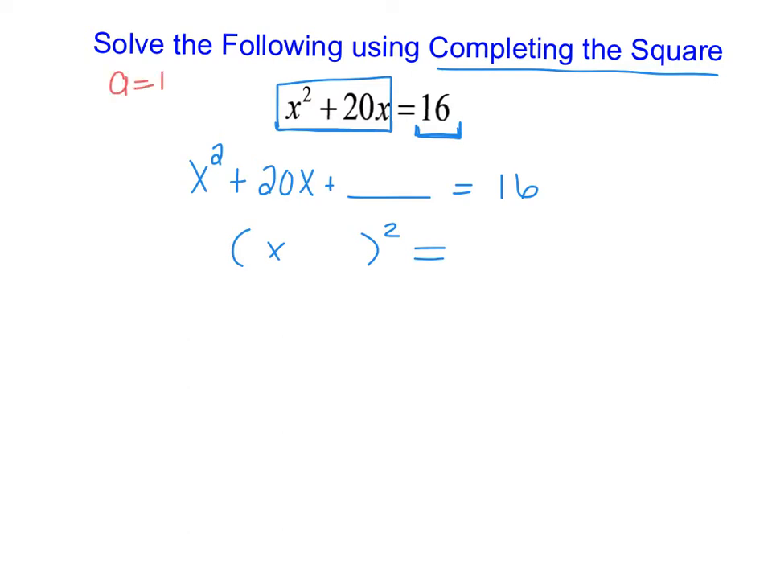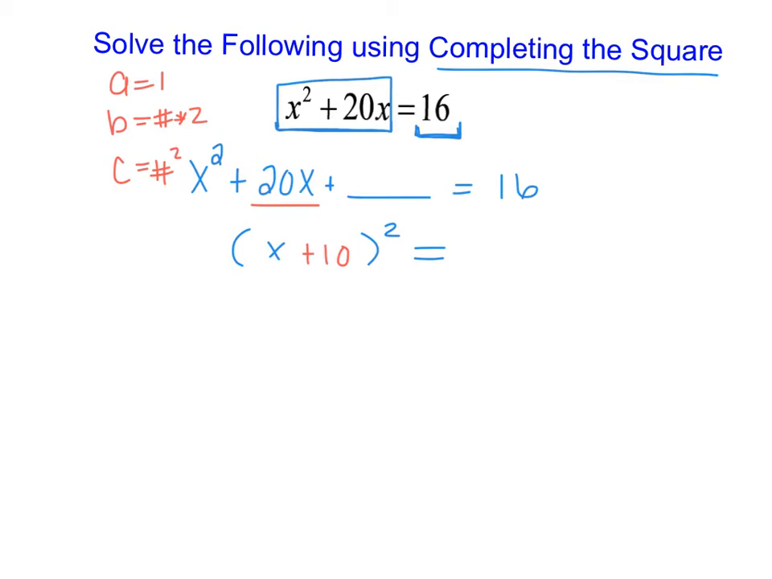I know a is 1, b in a perfect square trinomial is a number times 2, and c is that number squared. So I look at my b value here and I notice that it's 20. So I know that inside of these parentheses is going to go x plus 10, because it's 20 divided by 2, because 2 times 10 gives us 20. Now we take that number, which is 10, and we need to square it to find our missing c value. So we take 10 squared and we find out that that is 100.